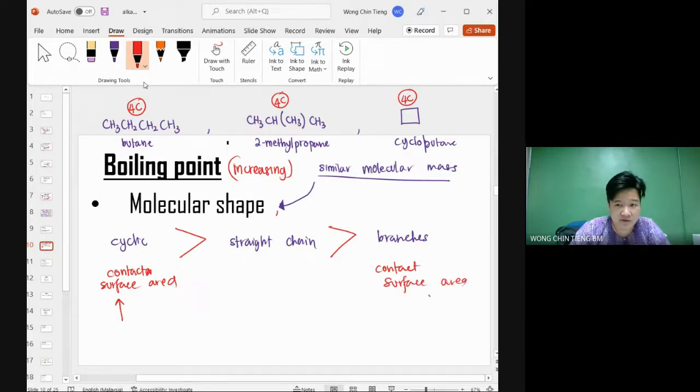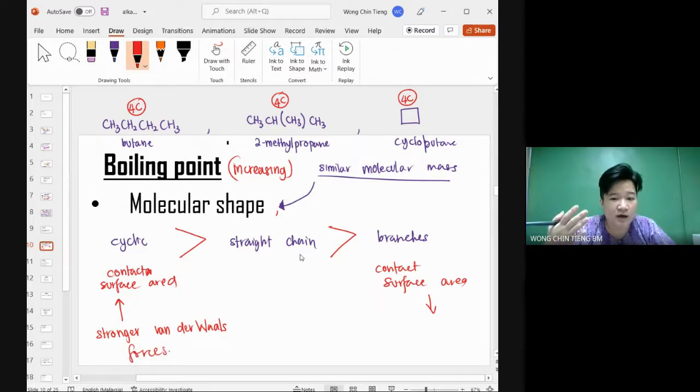Ingat yang ni. Okay. Bilangan karbon sama. Syarat satu bilangan karbon sama. Alright, bilangan karbon sama baru boleh bincang benda ni. So, cyclic, contact surface area paling tinggi, followed by straight chain, followed by branches. So, sekarang, bila contact surface area tinggi, apa yang berlaku? Stronger van der Waals forces, straight away. Okay, stronger van der Waals forces. Mestilah, betul. Kawasan yang ada untuk form bond atau form intermolecular forces is very large. So when the area is large, straight away the forces will be stronger. Okay, stronger over that.